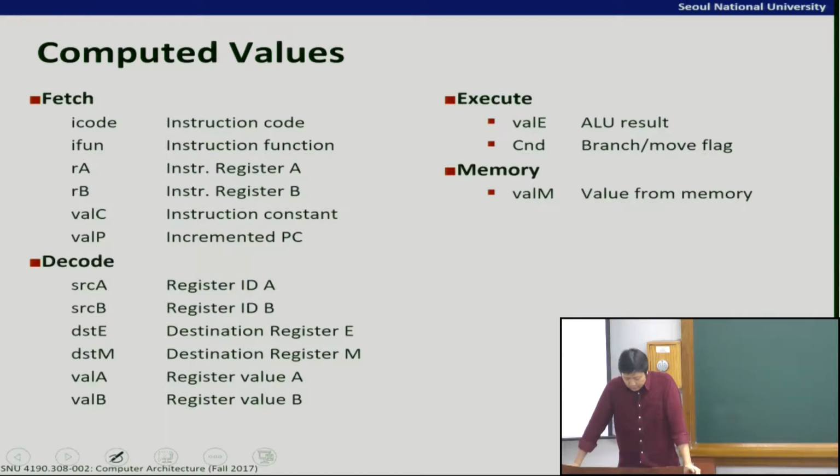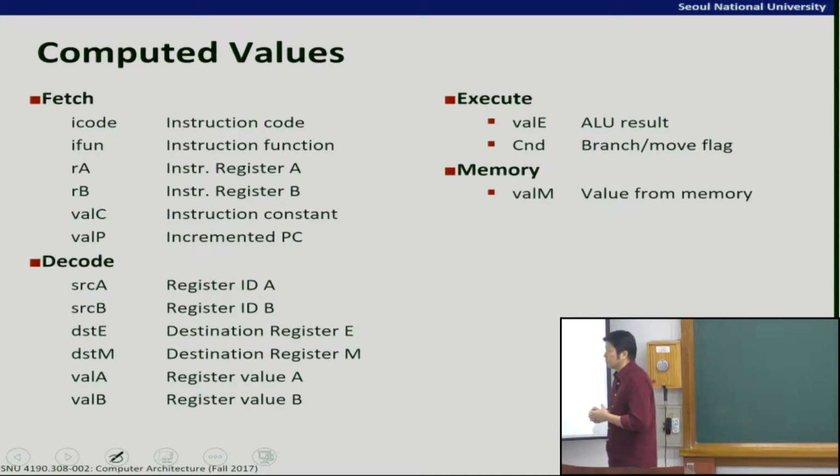In the decode stage, we have other variables, like srcA and srcB. Those are the register ID for the first operand A, and the register ID for the second register operand. dstE and dstM are used when you need to update register values, either 1 or 0, or 1 or 2. As I said, in the case of a pop instruction, you need to update 2 registers. So we need 2 write ports, because you need to update 2 registers at the same time.